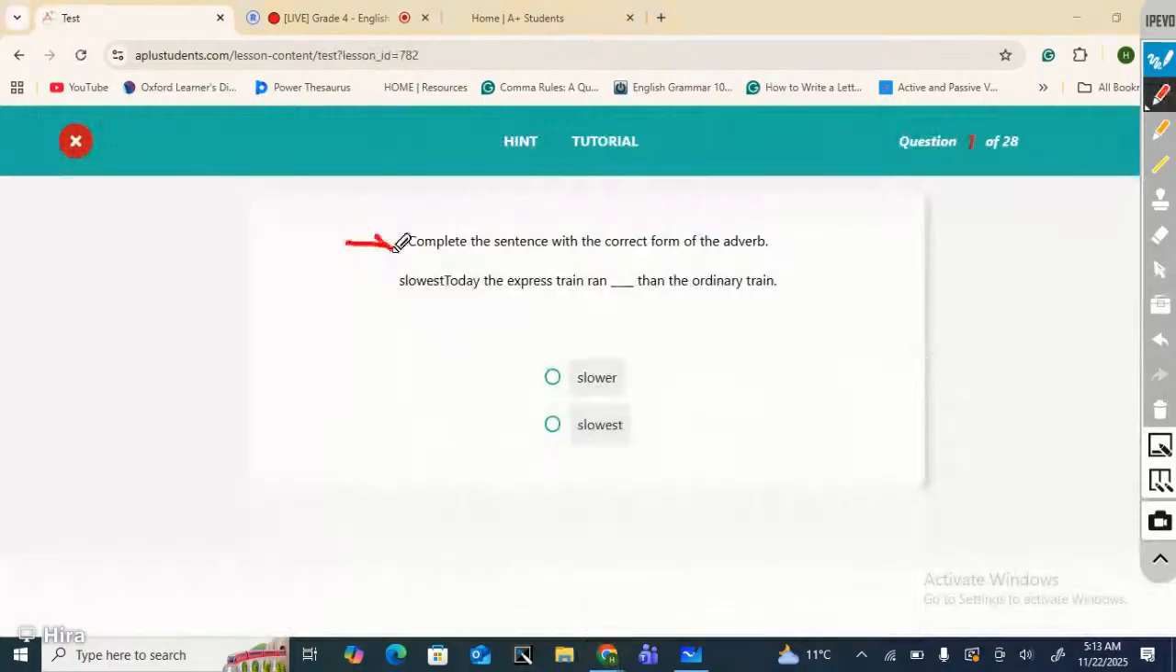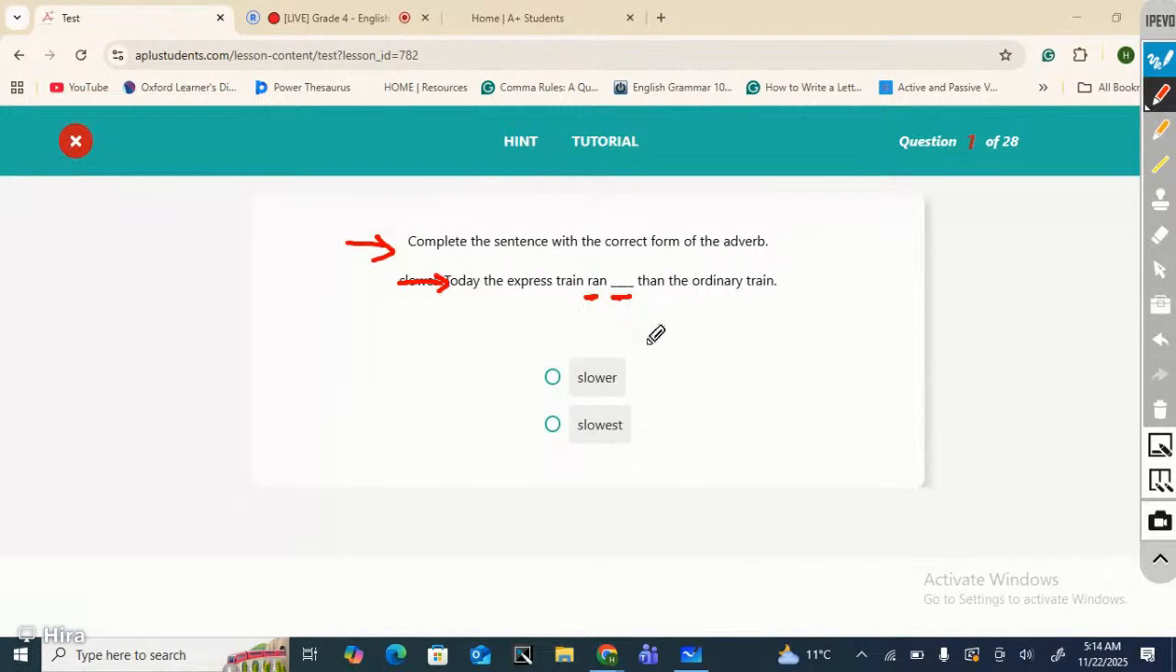Okay, the instruction is: complete the sentence with the correct form of the adverb. This is the sentence: Today, the express train ran blank than the ordinary train. Now, the express train ran. This is the verb, the action. Now you have to compare the action of the express train with the action of the ordinary train.